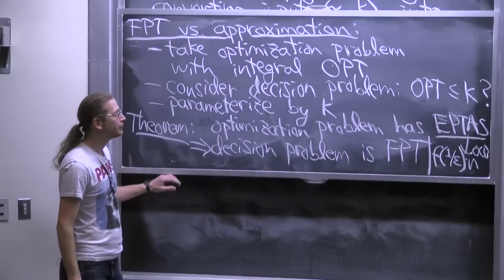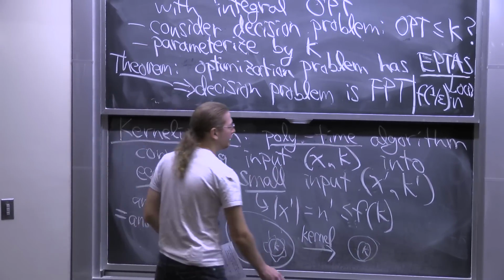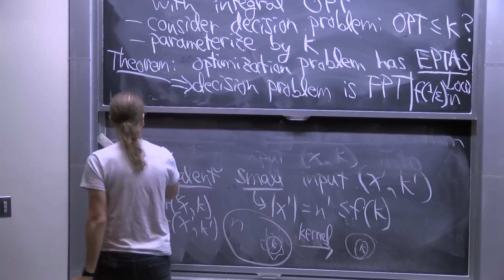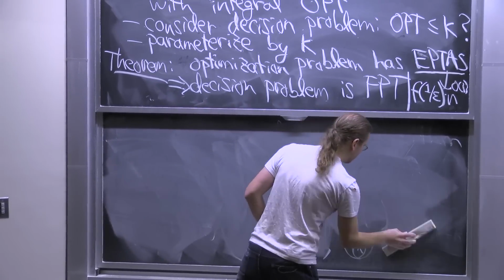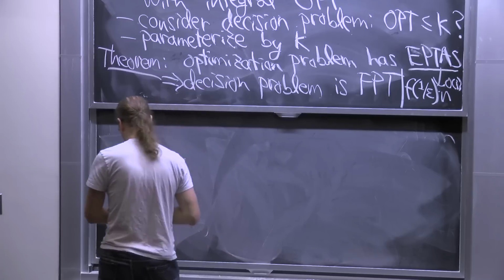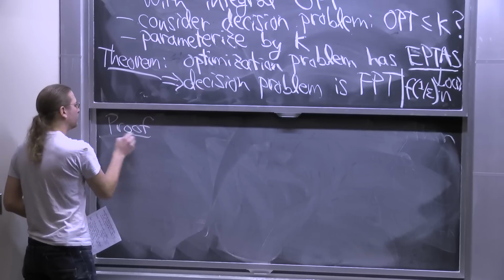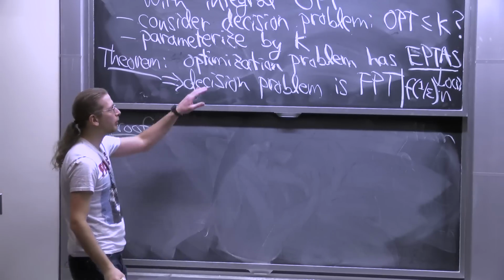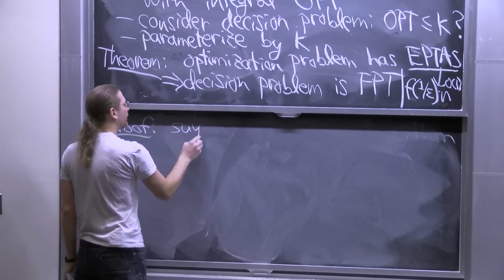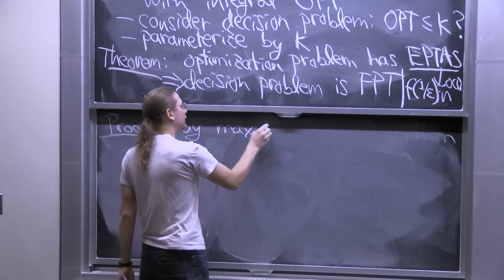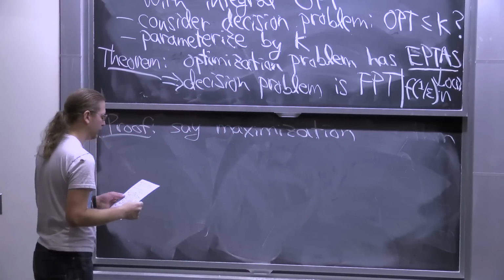OK, let's prove this theorem. It's, again, really easy, but a nice connection between these two worlds. So there are two cases. The optimization problem we're thinking about could be a minimization or maximization problem. Let's say it's maximization. Just to be concrete, it won't make too much difference, but it will make a tiny difference in the inequality directions.